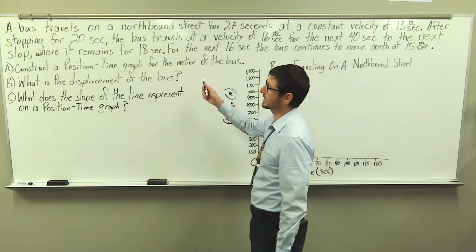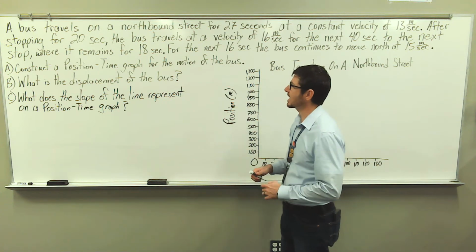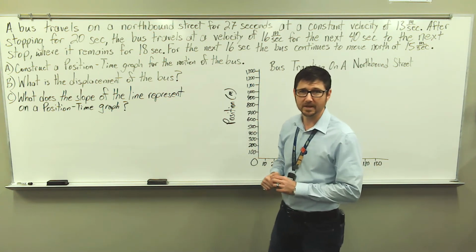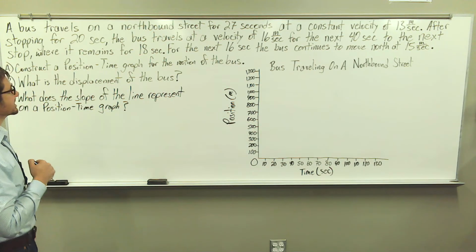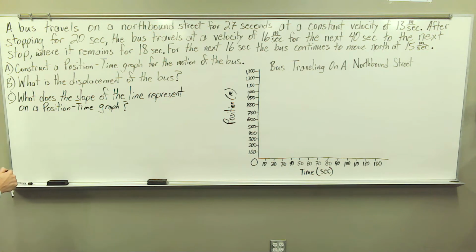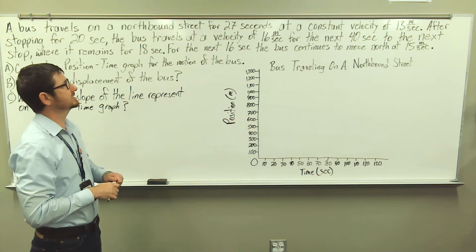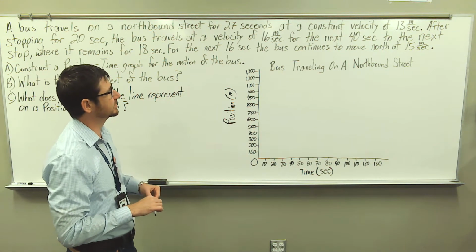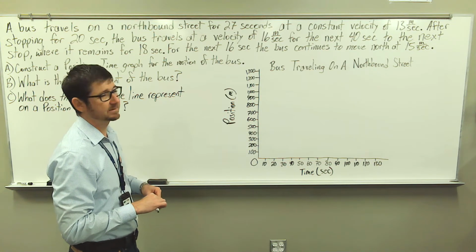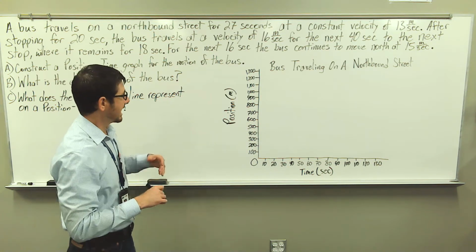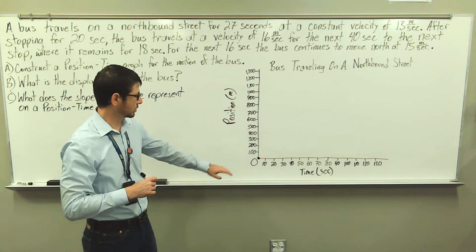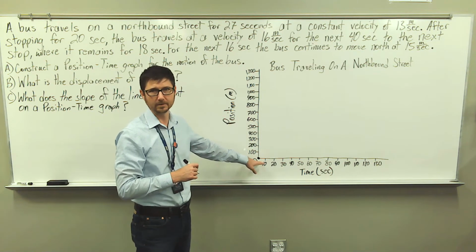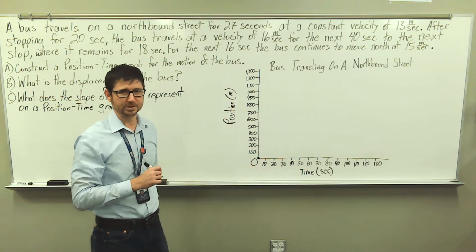So for part A, it says construct a position time graph for the motion of the bus. Let's look at the first sentence. It says, a bus travels on a northbound street for 27 seconds at a constant velocity of 13 meters per second. So at a time of 0, we are going to be at a position of 0 meters, so our first ordered pair will be on the origin.